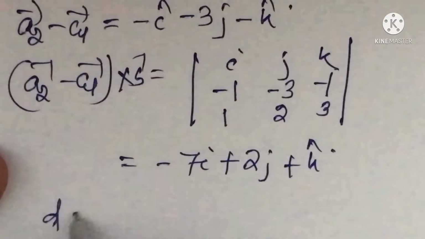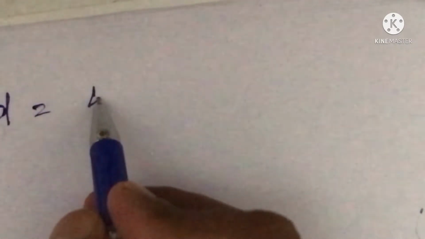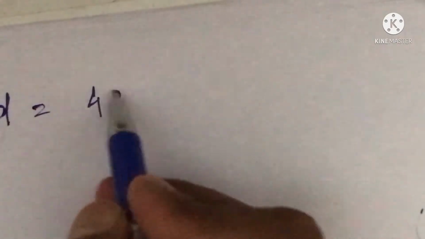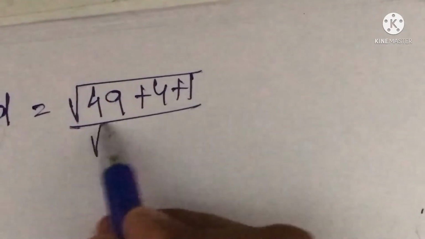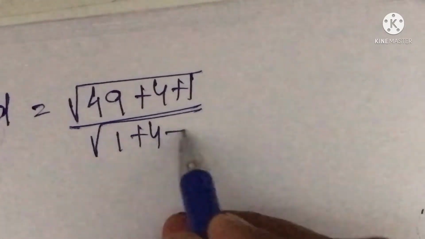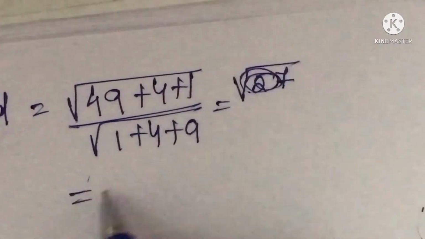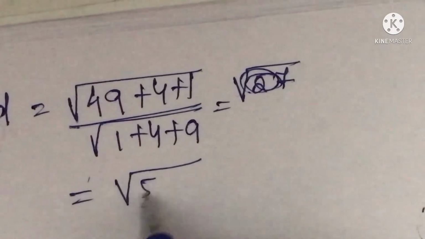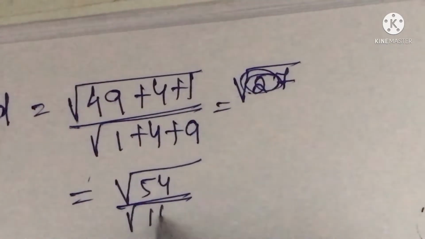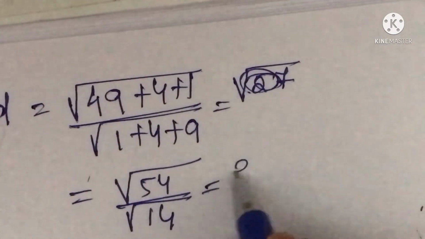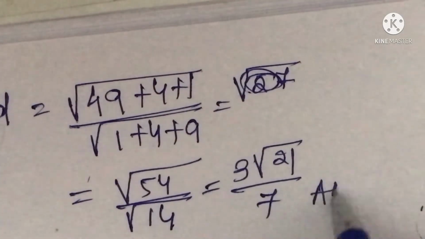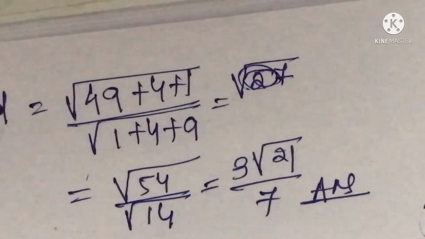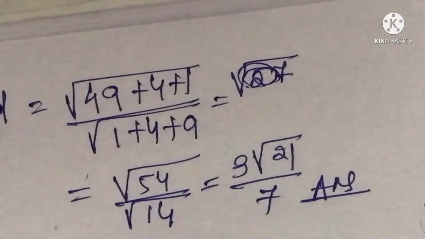So distance is equal to magnitude of minus 7i plus 2j plus k, which is root over 49 plus 4 plus 1, divided by root over 1 plus 4 plus 9, which is equal to root 54 by root 14. We can write this as 3 root 21 by 7. This is the answer of the shortest distance between these two given lines.